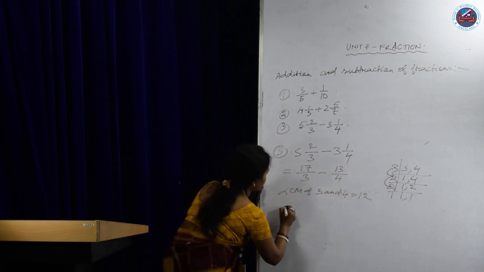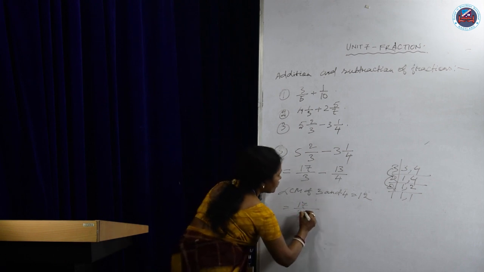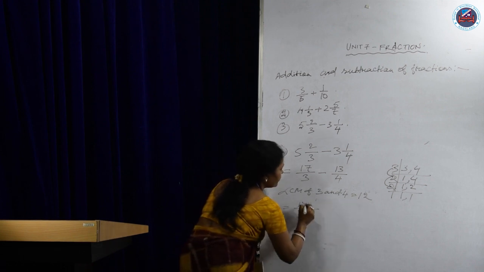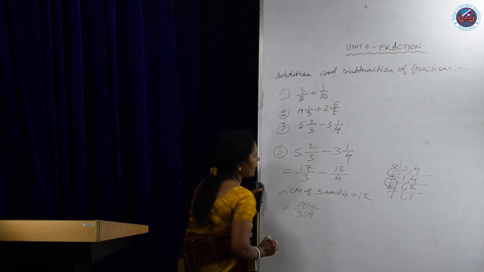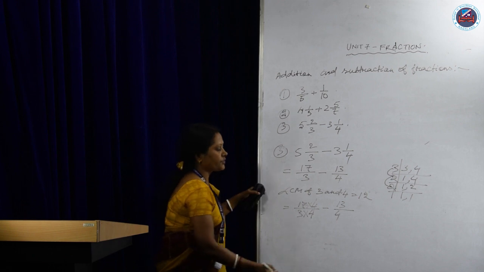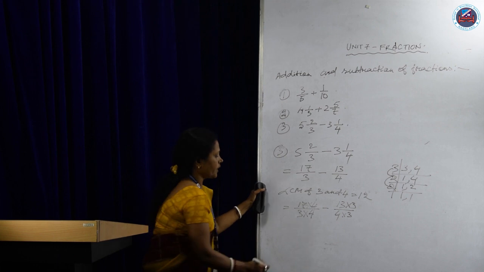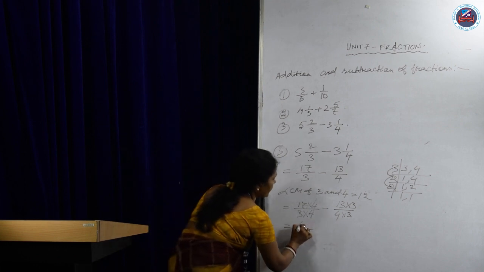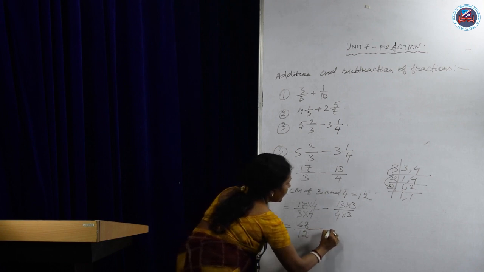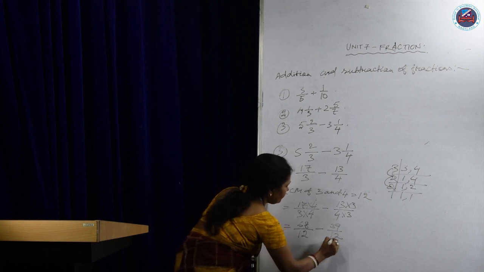So take the first fraction, 17 by 3. You have to convert 3 into 12. So you have to multiply 3 by 4 because 3 4s are 12, and you have to multiply the numerator also by 4. Minus 13 by 4. 4 should be multiplied by 3 because 4 3s are 12. Again 13 also should be multiplied by 3. So it is 17 4s are 68 as numerator, and 3 4s are 12 is your denominator. Minus 13 3s are 39, and 4 3s are 12.